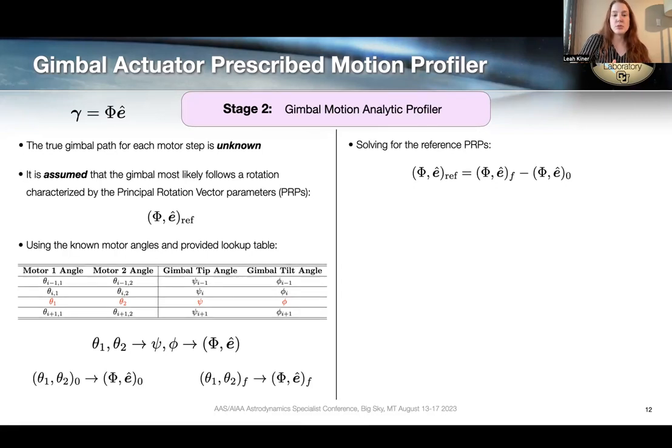So with these two principal rotation vector parameter sets, we can subtract them. And this isn't truly subtracting them. There's a formula for this. So once we subtract these parameters, we end up with a reference angle that the gimbal needs to move through during a single motor step to be driven to the correct attitude.